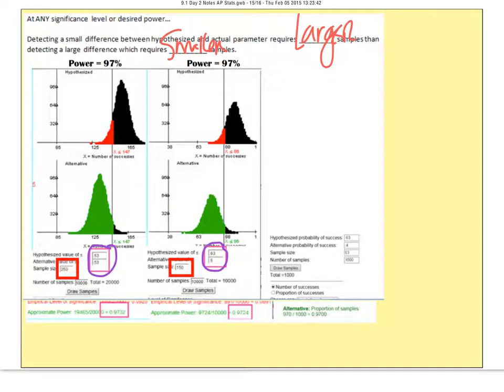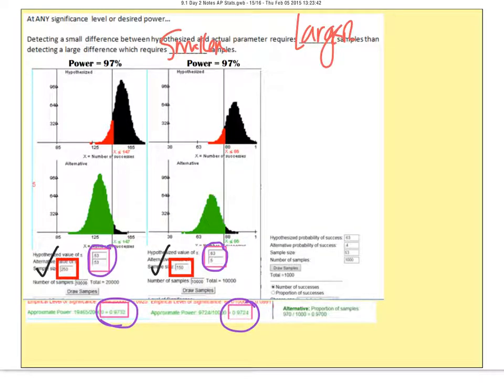Both of these two examples I'm showing you have the exact same power level. So what do you notice? When there is a smaller difference between what the real alternative should be to get the same power as when there's a larger difference between here. Here you have a sample of 250, here you have a sample of 150.